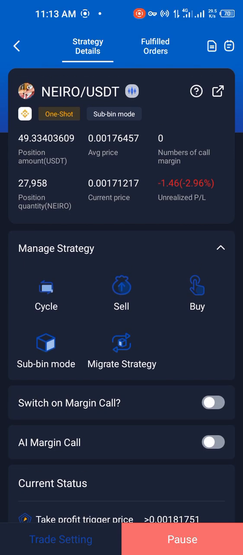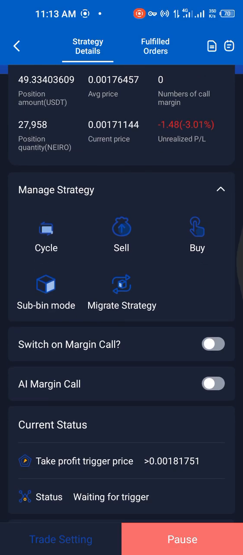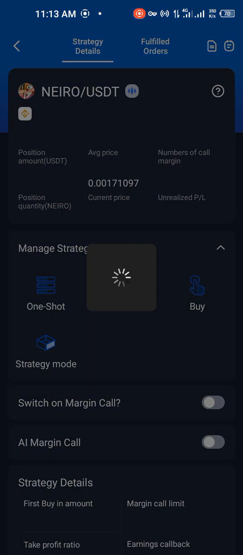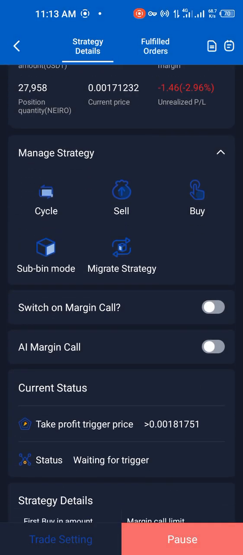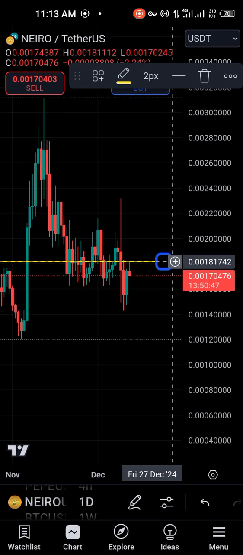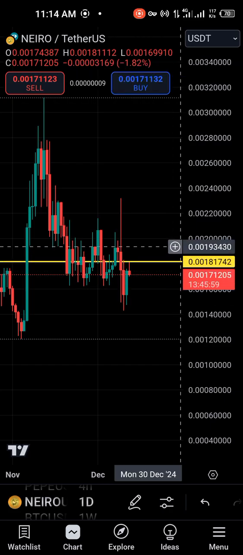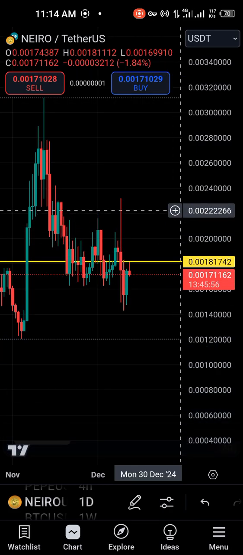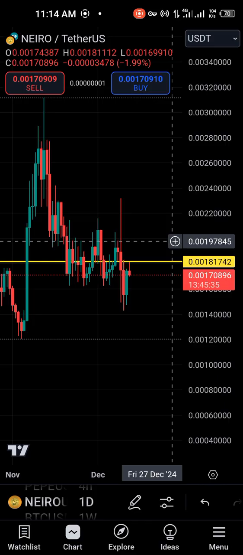Now let's go to our trading view. We'll go and check out where we have the 0.001817. This is how you do it. When you come to your trading view, you can see close to this yellow line is where your market is, 0.001817. That is where your take profit is. That is your 3%. And this is actually where you bought your market. It should be within this area.